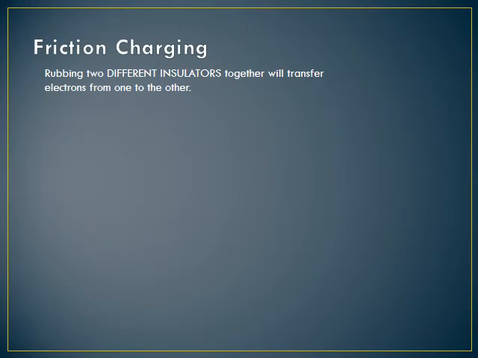The first kind of charging I want to talk about is known as friction charging. As the name suggests, this happens when you rub objects together. Friction charging only works with insulators, and we'll talk about why in class a little bit later on. But the idea is that when you rub two different insulators together, electrons can be transferred from one into the other. This is really common in the real world. For example, if you've ever rubbed your feet on the carpet and then gotten charged up and shocked other people, you were doing friction charging without knowing it.